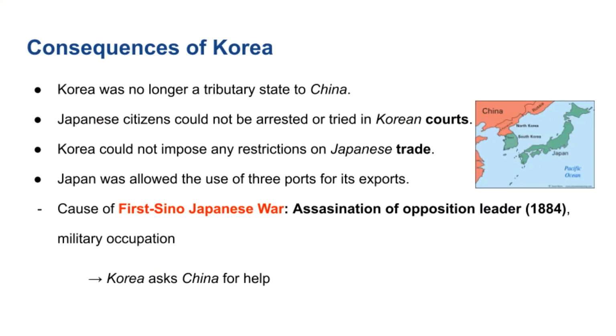The consequences of Korea were as follows. Korea was no longer a tributary state to China. Japanese citizens could not be arrested or tried in Korean courts. Korea could not impose any restrictions on Japanese trade, and Japan was allowed to use Korean ports for its exports. It was also the cause of the First Sino-Japanese War, with the assassination of the opposition leader in 1884, and Korea asked China for help.